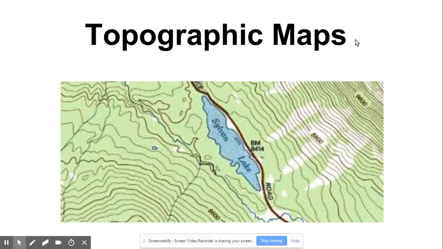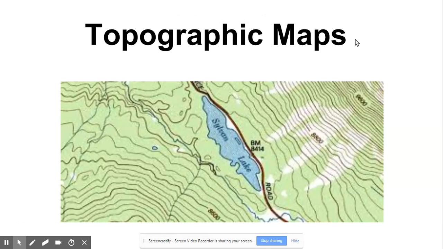Topographic maps use a line called a contour line to show different elevations on a map. As you see in the picture, there's lots of wavy lines going across the page through the map, and those are your contour lines. They show the location of hills, mountains, and valleys.